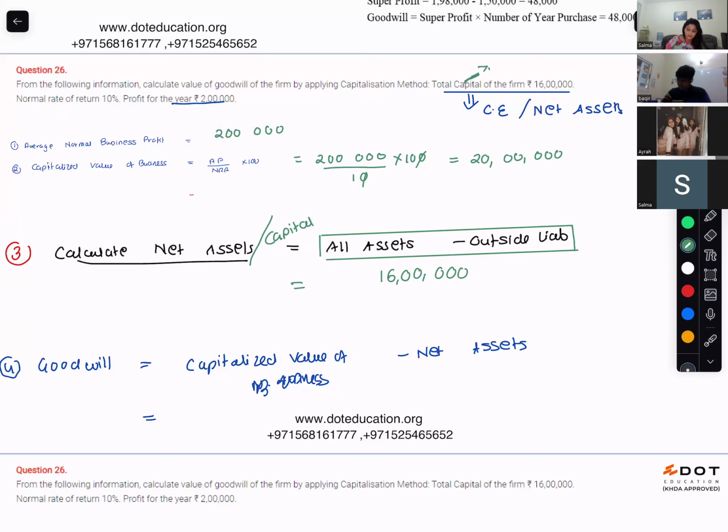So goodwill will be the capitalized value of the business minus the net assets. What is the capitalized value of the business? 20 lakh, minus net assets, 16 lakh. So goodwill is 4 lakh. Okay, try it.